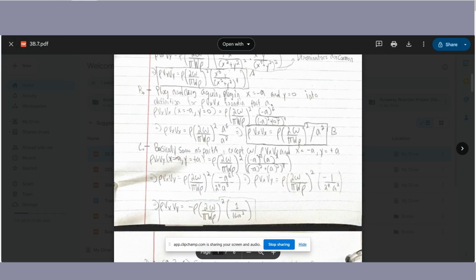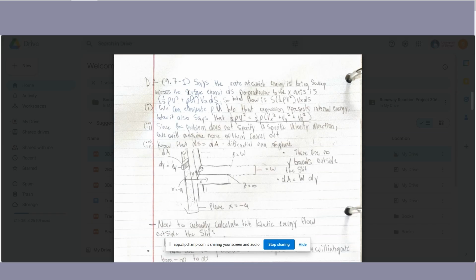Basically the same things here again: canceling out the internal energy because we're not looking for that, and integrating over this expression to get the total energy. Since the problem does not specify a specific velocity direction, we'll assume none of them cancel out. So we just have to do both Vx and Vy.